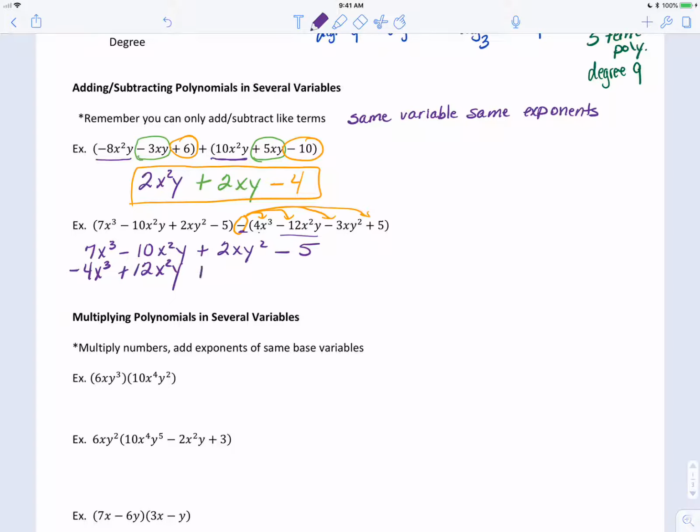Then that will be a plus 3xy squared and minus 5. Now we're ready to add these things together. Because we've distributed that minus sign, we've changed all those signs, so now all we're doing is adding the like terms. I'm going to write that answer over here. So we've got 7x cubed plus a negative 4x cubed. That gives us 3x cubed.